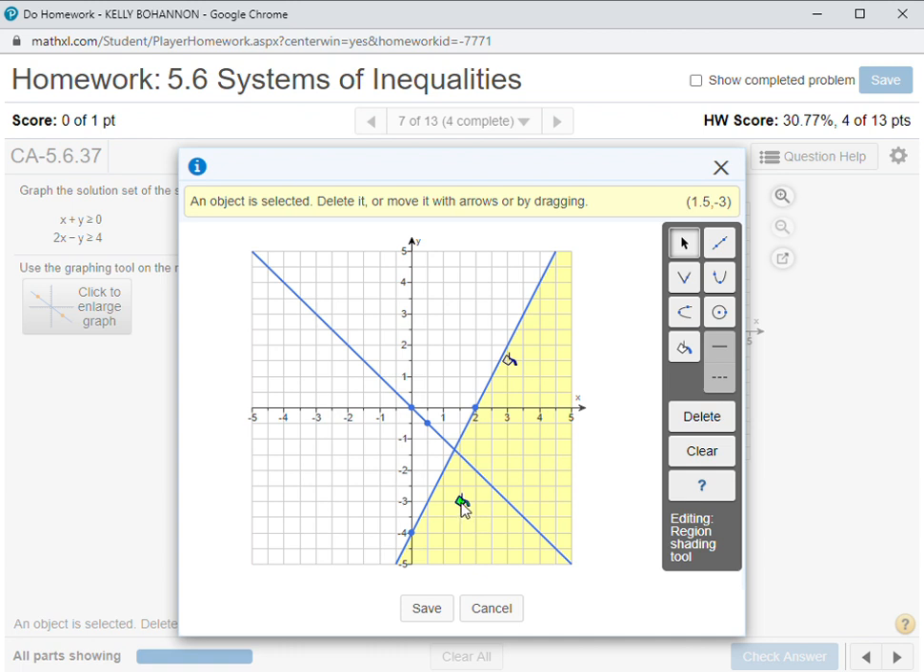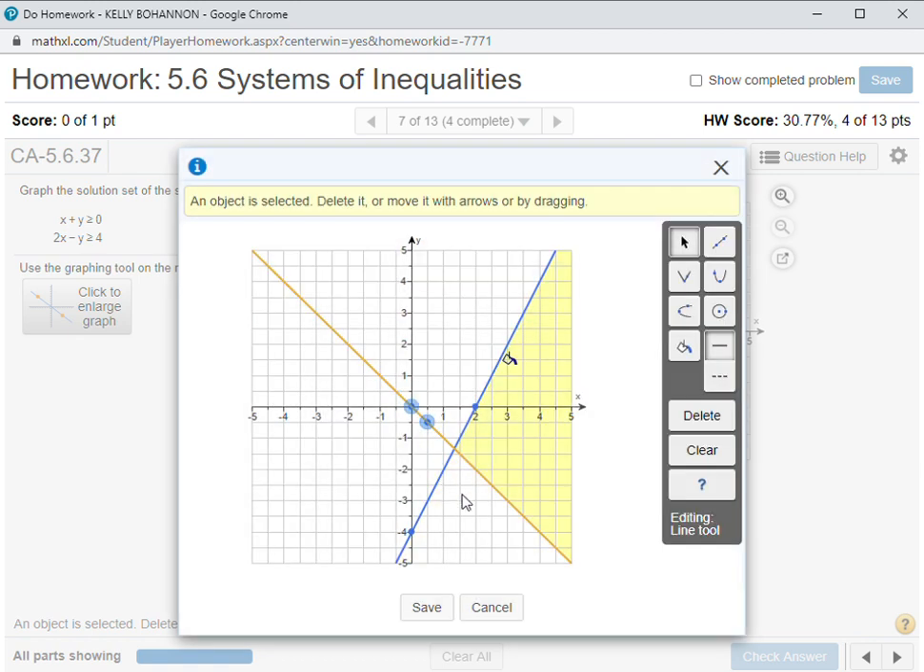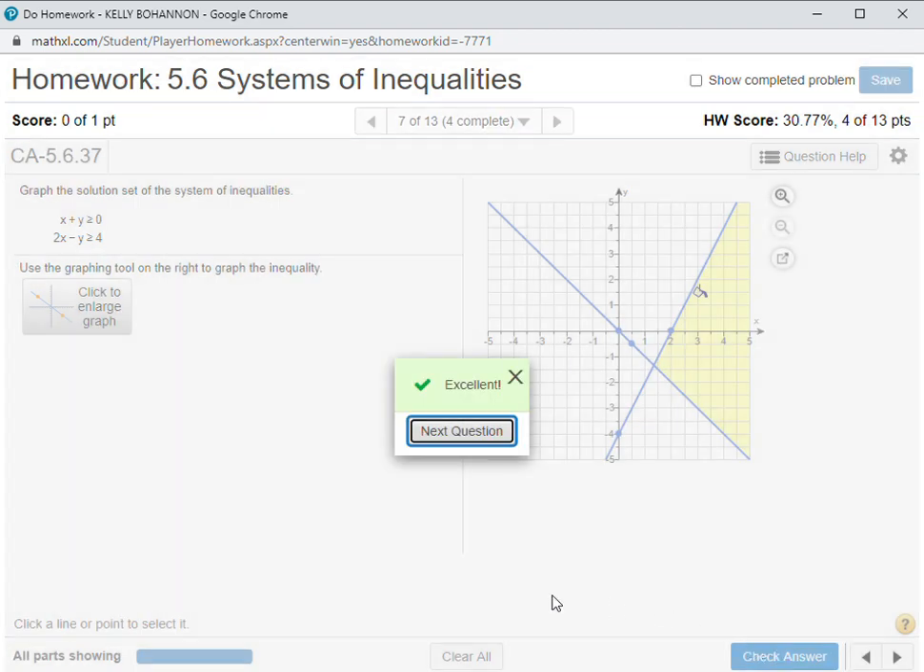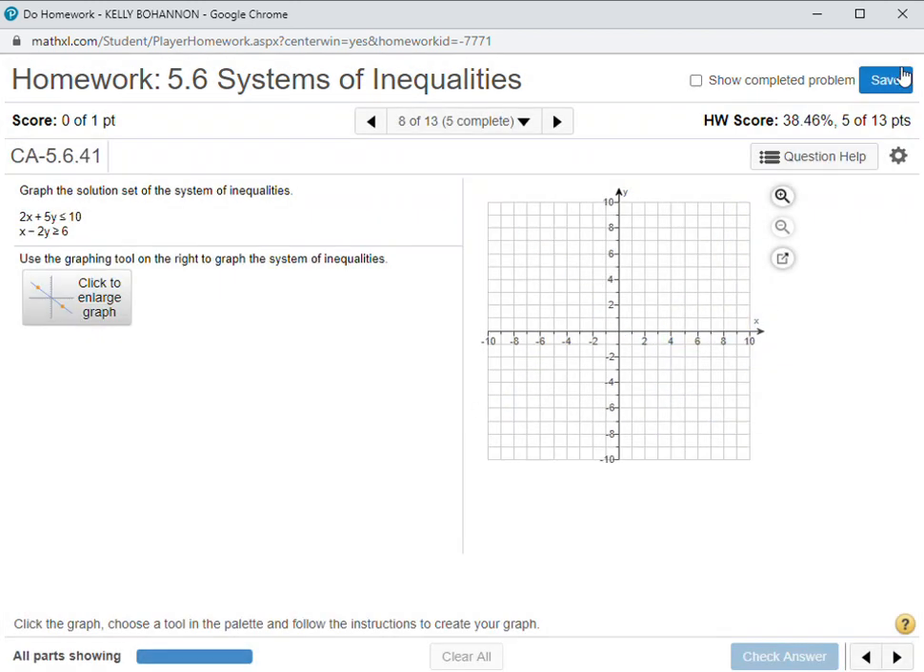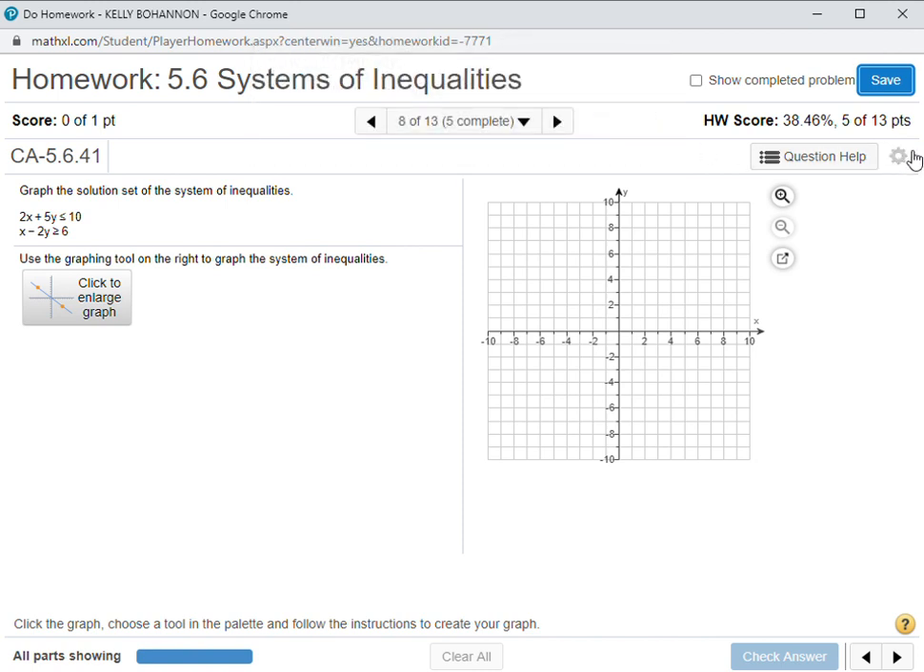So make sure it's highlighted, and mine shows it's green or whatever, and then hit delete. You're about to delete the selected object. It's going to delete just the portion, and just the double shaded portion is what's left. Okay. And then it'll count that right. And that's it. So that's all there is to this little section. Hold on.